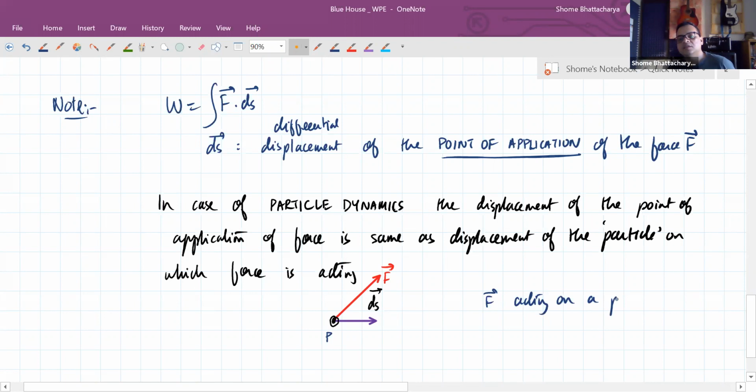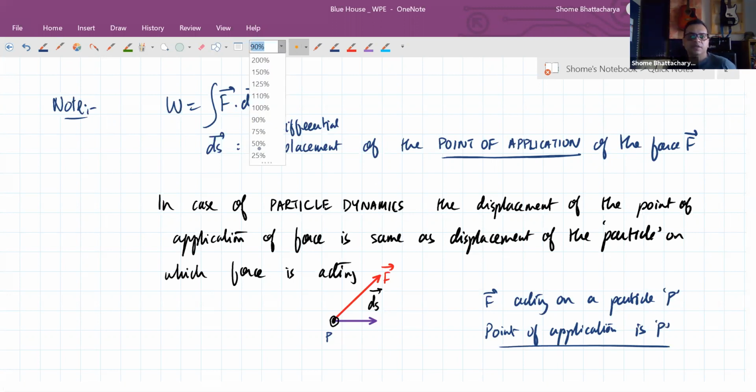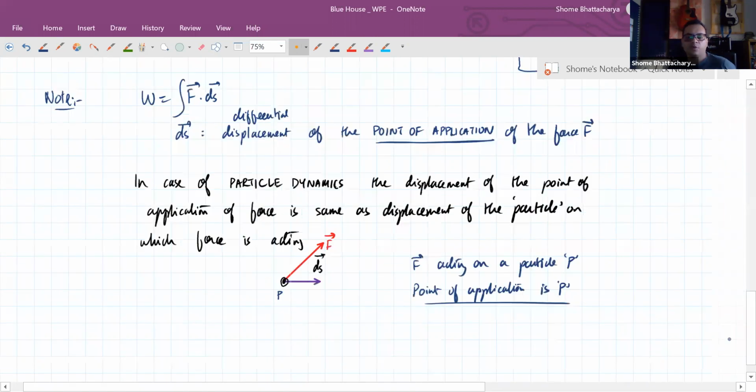acting on a particle P. So what is happening? The point of application itself is P. Okay. So ds is like this. However, before you note this down, let me explain the counter example of this, why this point is important here.